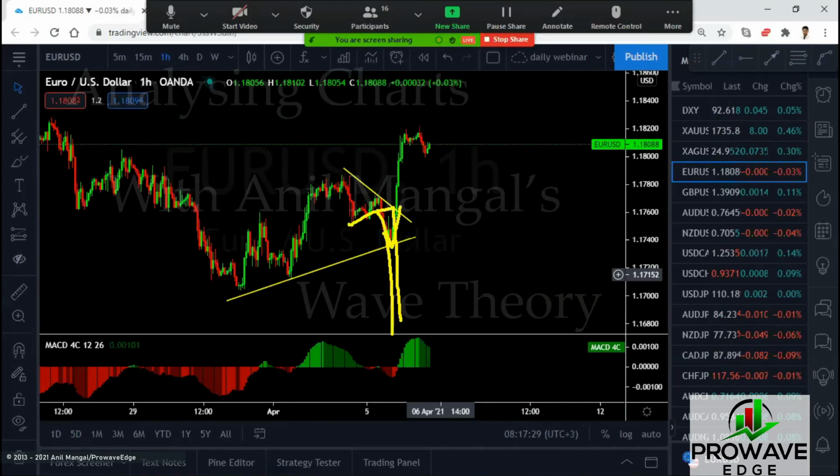It could have stopped here and gone back up. We didn't know that yesterday, but we know of both of those possibilities. We understand the bigger structure and we understand what it's doing. Now, knowing that is what is important. That gives you the edge in the market. That's the difference. That's the biggest difference.